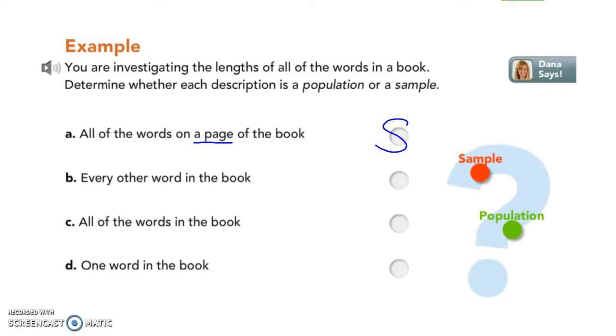B, every other word in the book, is that going to be the population or the sample? That, again, would be the sample because it's every other word. It doesn't include all the words. Alright, C, all of the words in the book, that would be the population. And then one word in the book, that would be a sample. We could also say that that is a subject. That's just one individual word within the sample, so it would be a subject.